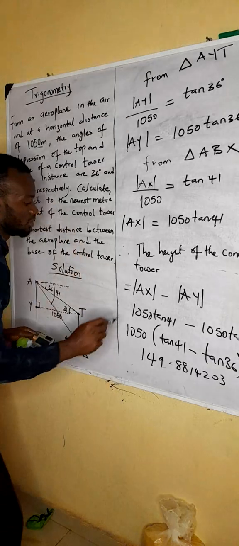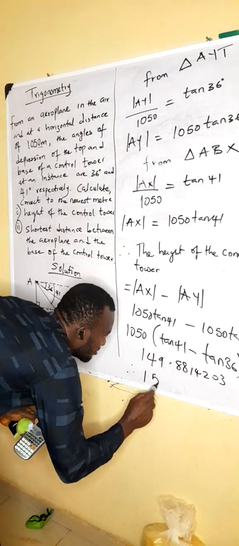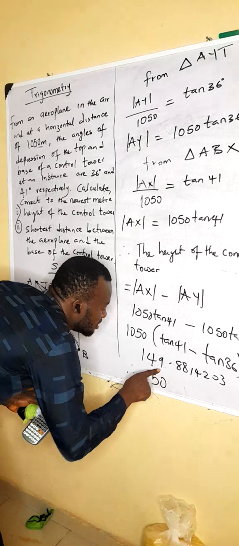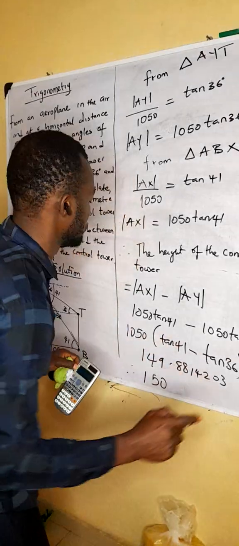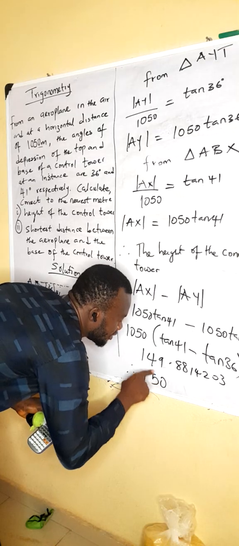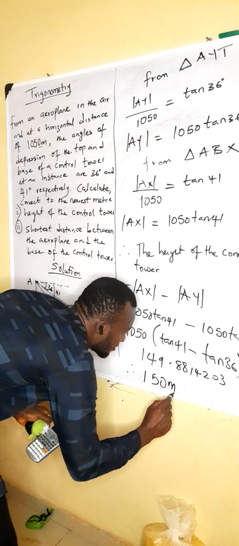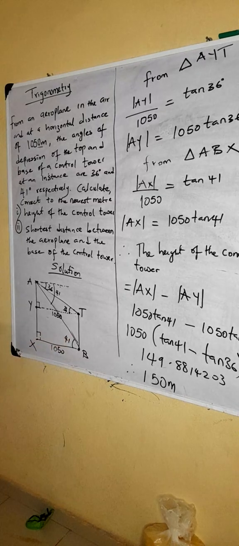Therefore, to the nearest meter, 149.88 rounds up: when you add 1 to this, it becomes 10, so you write 0 and carry 1 to this place. It will be 150 meters. Therefore, the height of the control tower is 150 meters.